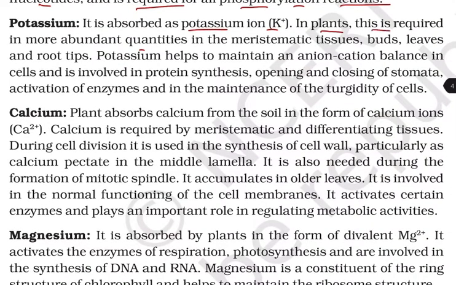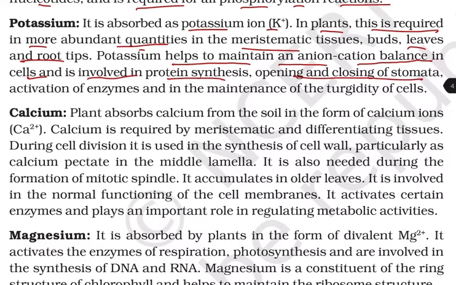In plants, this is required in more abundant quantities in the meristematic tissues, buds, leaves, and the root tips. Potassium helps to maintain an anion-cation balance in the cells and is involved in protein synthesis, opening and closing of stomata, activation of enzymes, and in the maintenance of the turgidity of the cells.